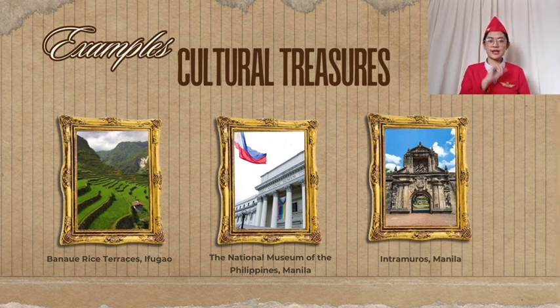For our fifth example is the National Museum of the Philippines in Manila. The history of it: it was established in 1901. The National Museum serves as the premier institution for preserving and showcasing Filipino cultural heritage. It includes several branches such as the Museum of Fine Arts and the Museum of Anthropology, housing a vast collection of artifacts, artworks, and historical documents.